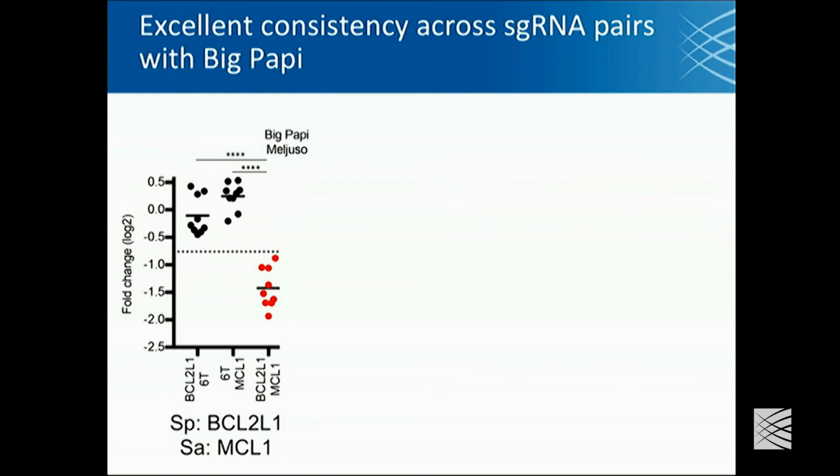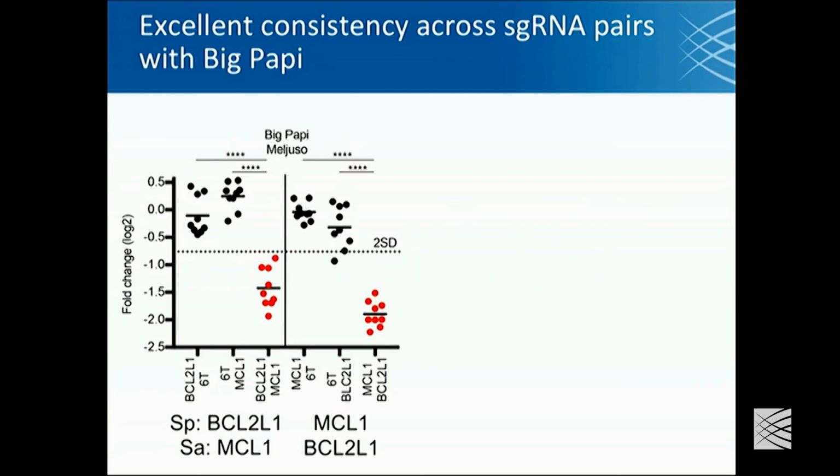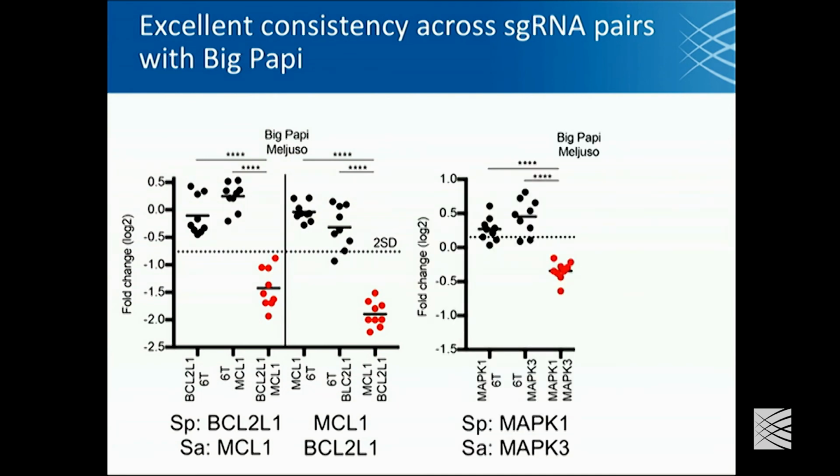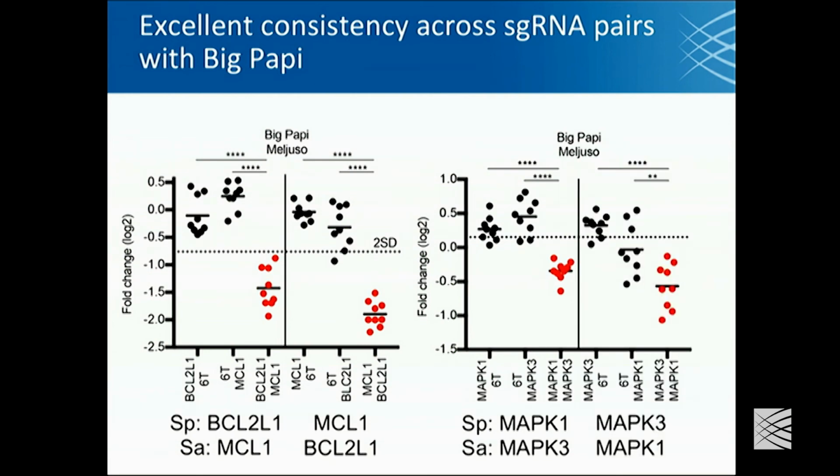One combination that scored high was the BCL2L1-MCL1 relationship, 2 anti-apoptotic genes. When you have your BCL2L1 paired with a control, and same with MCL1, you see little to no effect. However, when both BCL2L1 and MCL1 are knocked out, you see significant depletion. Similarly, when you switch the Cas9 position, you see the same effect. We also looked at another hit, the MAPK1, MAPK3 combination, same deal. When they're paired with a control, little to nothing, and when they're both knocked out together, you see depletion, and same when they're switched.